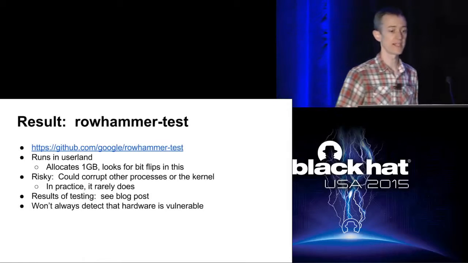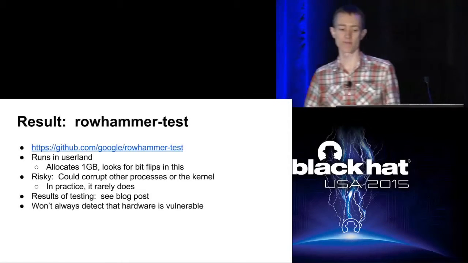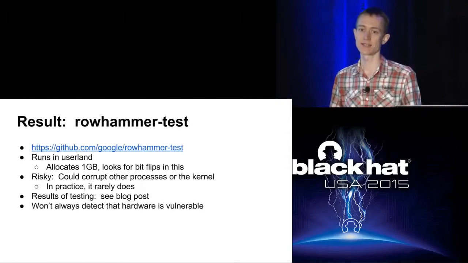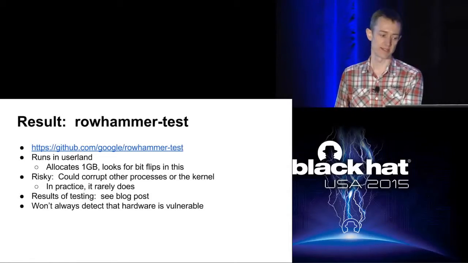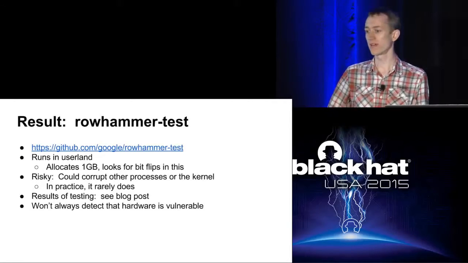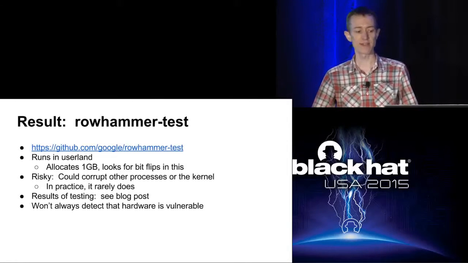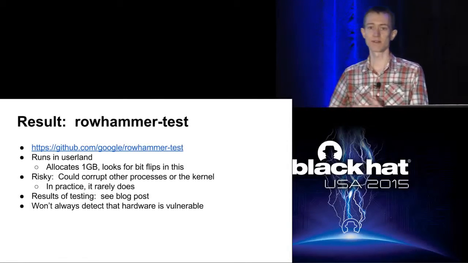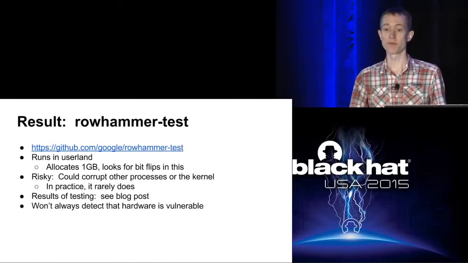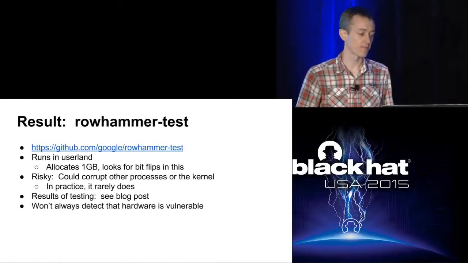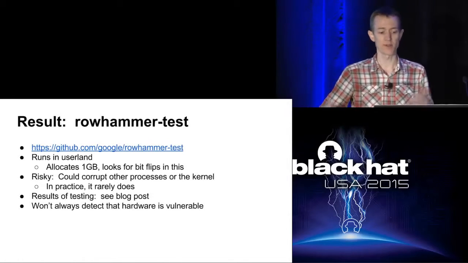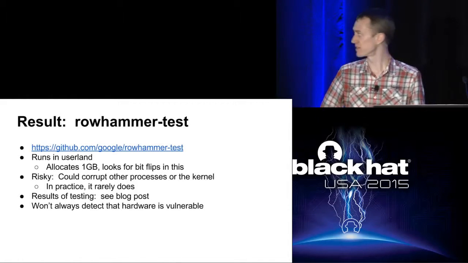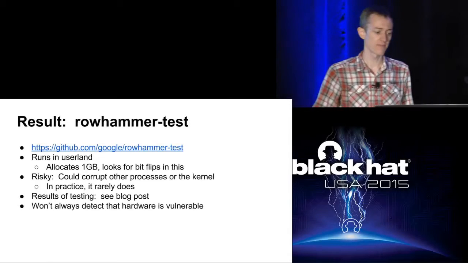And the result of all this is my Rowhammer test program, which is on GitHub, and it has reproed bit flips on quite a few different machines. It's fairly simple. It allocates a gigabyte of memory, and then it tries to hammer that memory, and it looks for bit flips in that memory. And it's kind of risky to run in principle, because it could corrupt other processes, or it could corrupt the kernel, although it doesn't often do that in practice, I think.